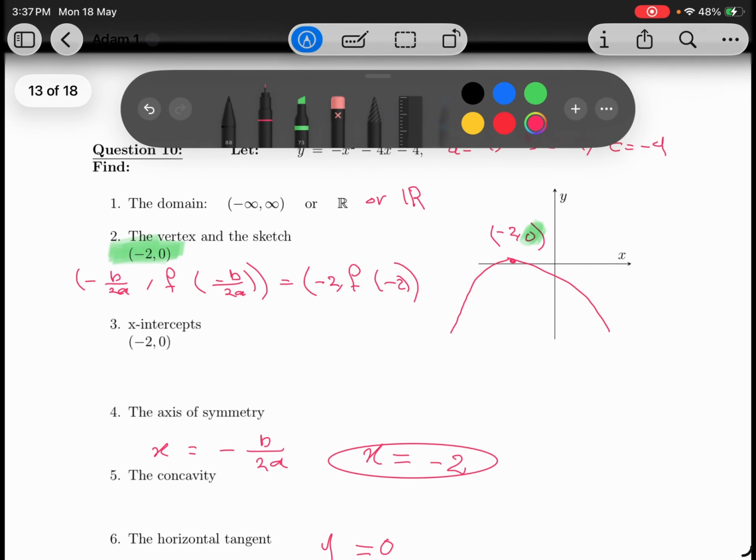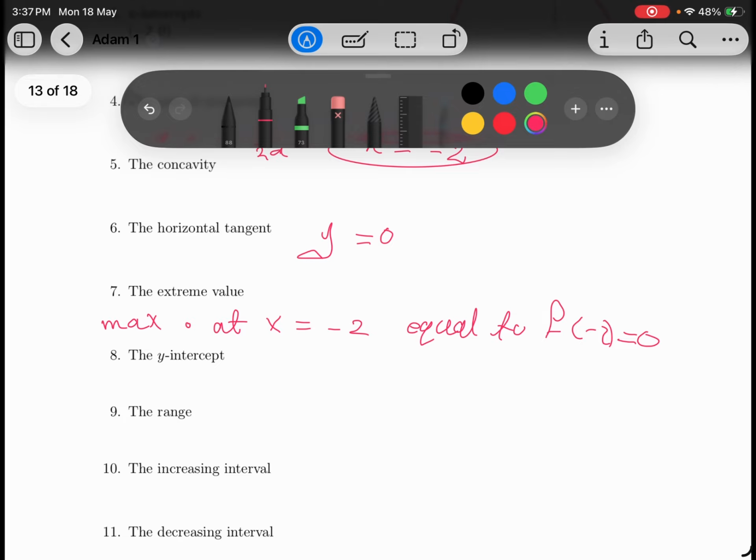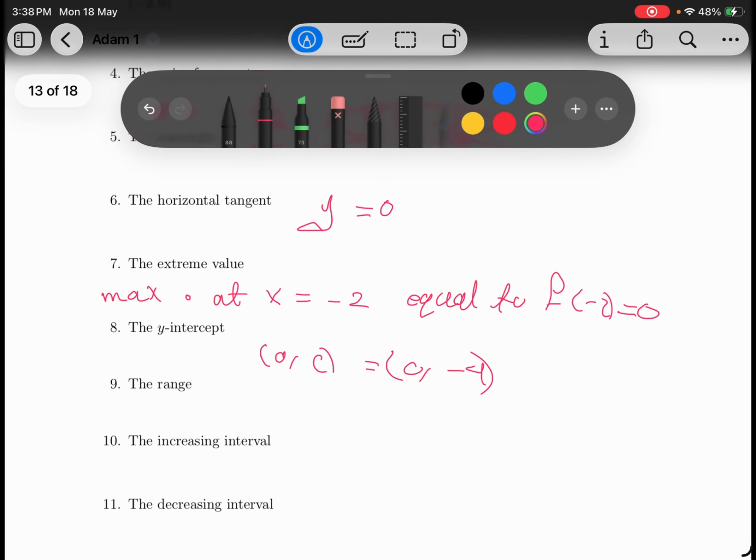What next here? The extreme value. The extreme value here is a maximum. Look, this is like the top, not the bottom. So this is a maximum. So max, for maximum, occurs at x equals minus 2 and is equal to f of minus 2, which is 0. Okay, so this is the maximum value. So here, guys, the y-intercept, which is f of 0, or c, which is in this case minus 4, is the y-intercept.